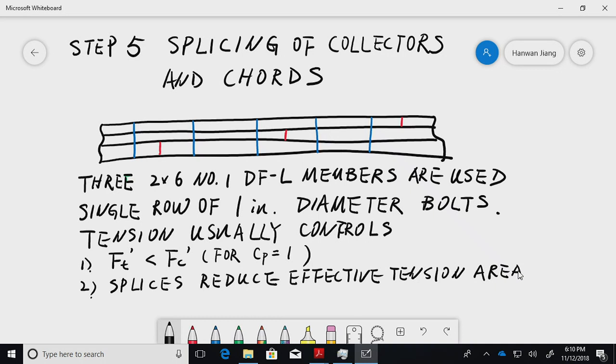So, for example, if this member is in tension, then at this cross section only two layers are effective to resist the tension, right? But if it's in compression, you can still consider that the three layers are resisting the compression at the same time. So the effective area for tension would be two times the cross section of the 2x6 lumber, but for compression, you can consider the area is three times the cross section of the 2x6 lumber. All right. Okay.